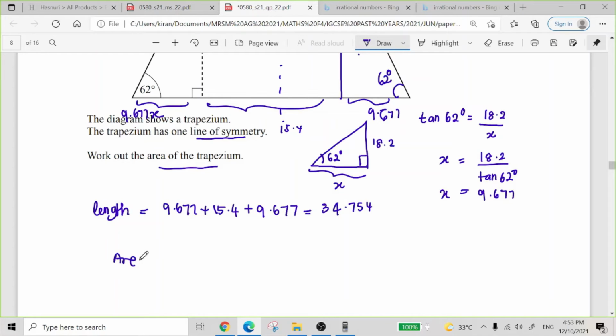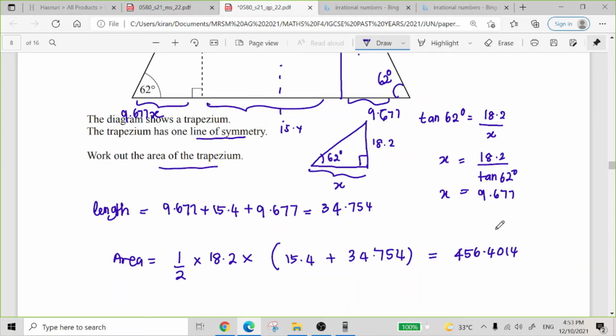Jadi area dia, okay, 1/2 times the height. The height is 18.2 kali dengan both side 15.4 plus with 34.754. Nak round off kan bila last kali lah, jawapan last tu baru kita round off dia. Okay, kita dapat this part, kita kali dengan 18.2 dan bahagi 2. Okay, that is the answer is 456.5014 kan.